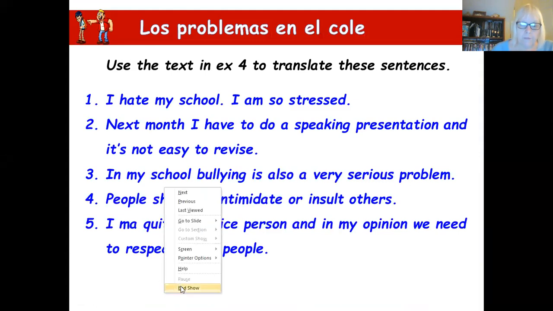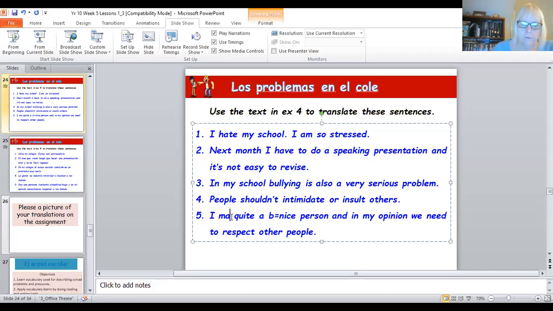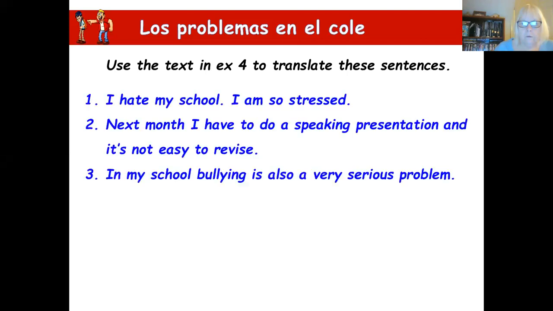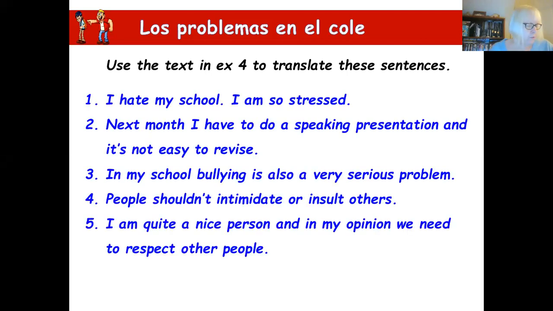It's a weird typo there in the middle. Okay, so right, those sentences, please use the text you already saw to translate those into Spanish. Pause the video when you're ready to start and then resume it when you have done the work. Okay, trying to move on.